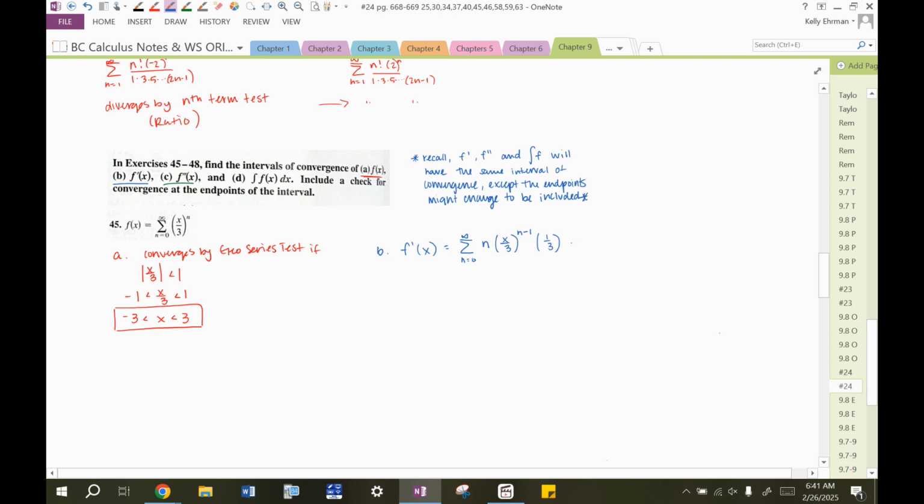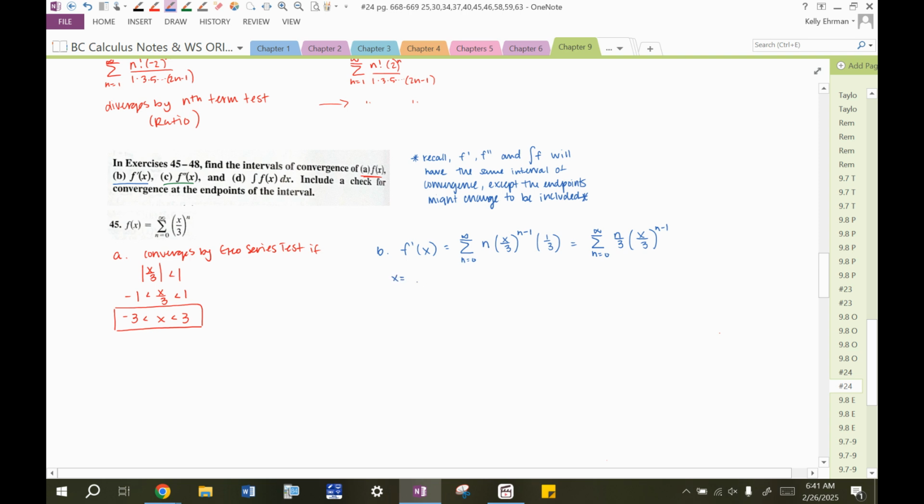And you can simplify that if you'd like to. I'm going to because I do need to check the endpoints. So instead of having an n times 1/3, I'm just going to have an n over 3 right here. And then it's x over 3 to the n minus 1. So again, the interval of convergence I know is between -3 and 3, but I need to check and see if I'm including either of those endpoints.